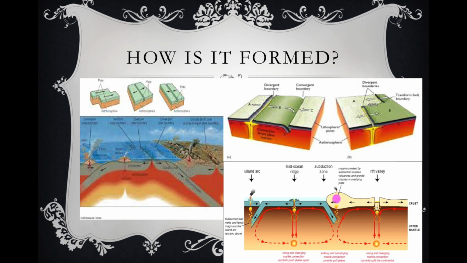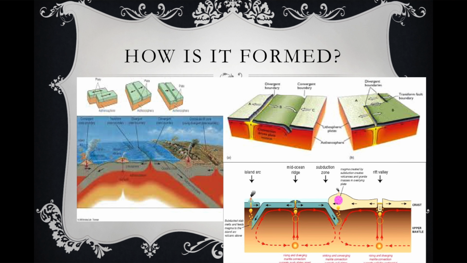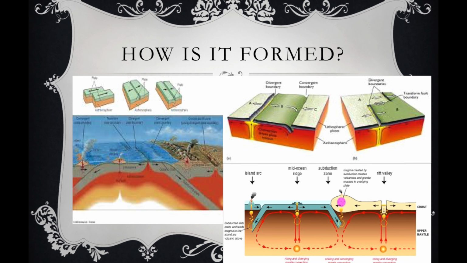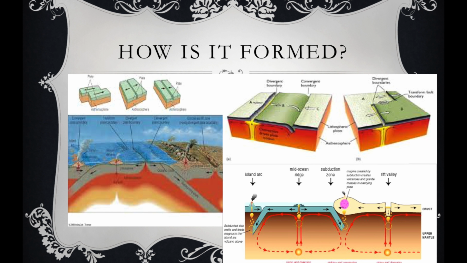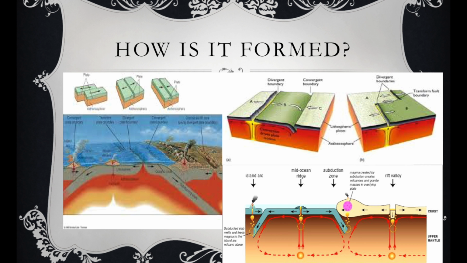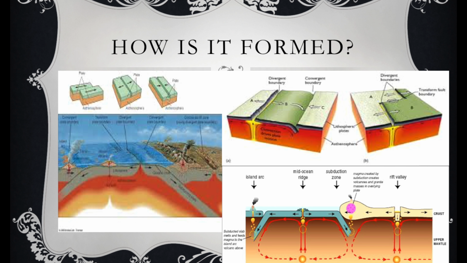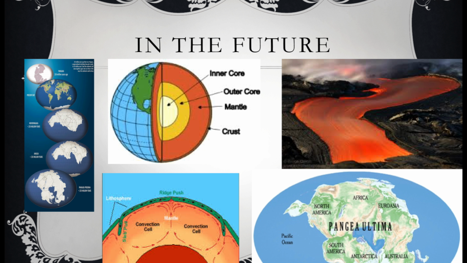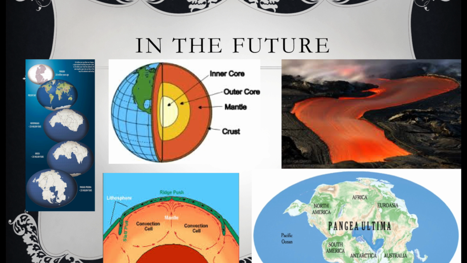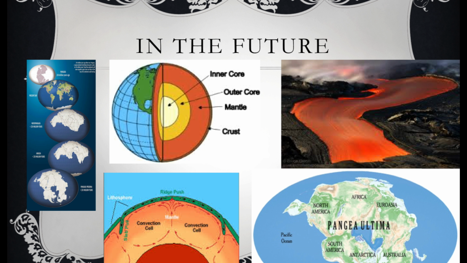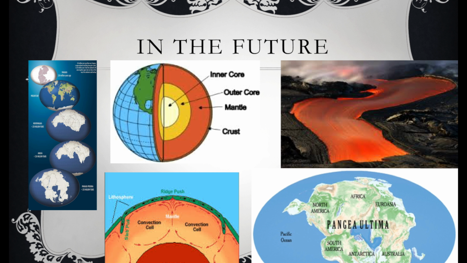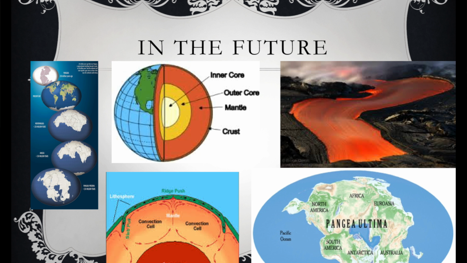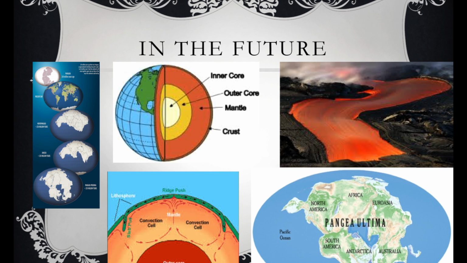In the future, based on the way continents are currently drifting, this map shows what Earth will look like in 250 years: one giant supercontinent called Pangaea Ultima.